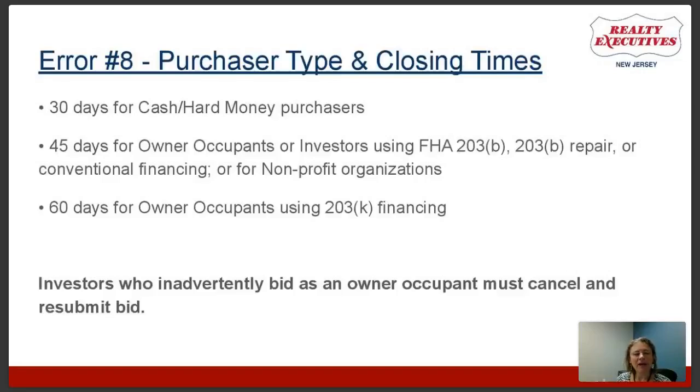If a buyer who is an investor by error submits an offer as an owner-occupant, that offer must be withdrawn or canceled, and a new offer must be resubmitted.